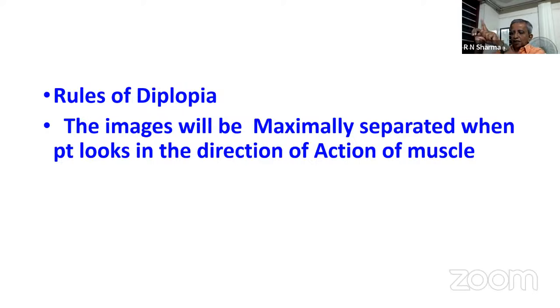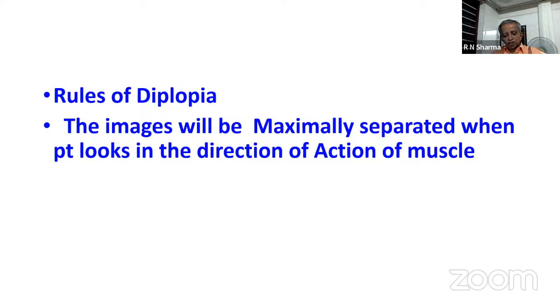If we find maximum separation of images in the right superior quadrant, we have already seen that the two muscles acting to bring the eyeballs into the right superior quadrant are the right superior rectus and the left inferior oblique. So if there is maximum diplopia in the right superior quadrant, the muscles at fault can be the right superior rectus or the left inferior oblique. If there is maximum diplopia looking at the right lower quadrant, the muscles at fault will be either the right inferior rectus or the left superior oblique.